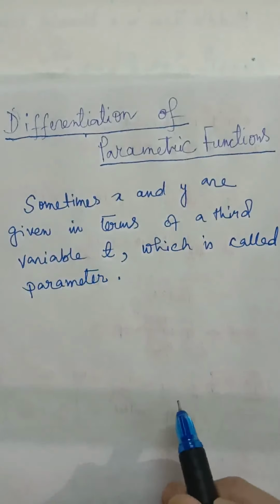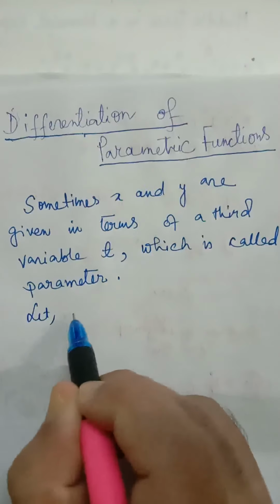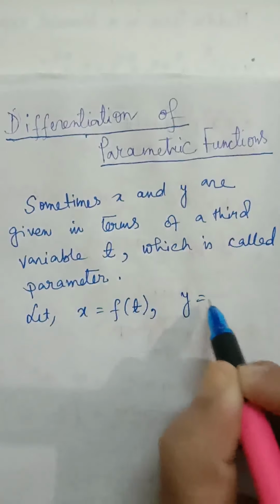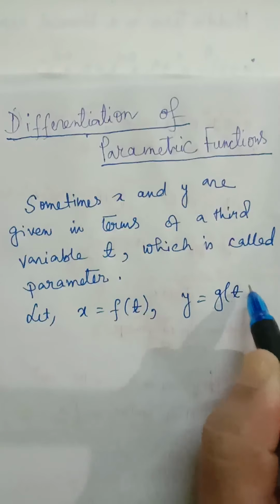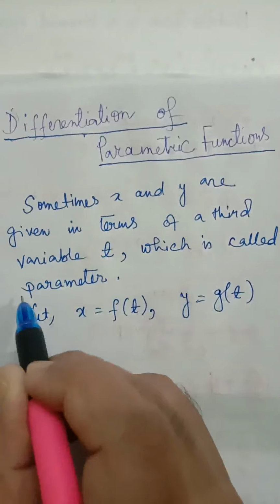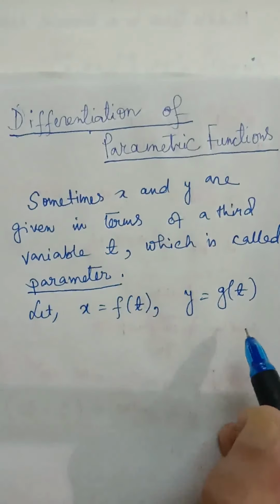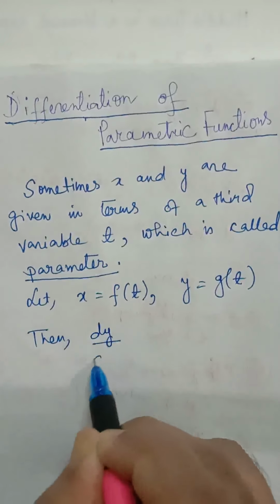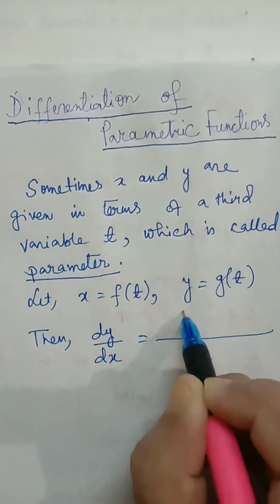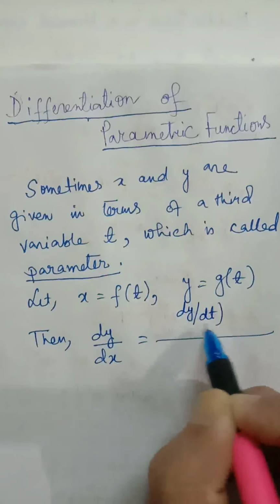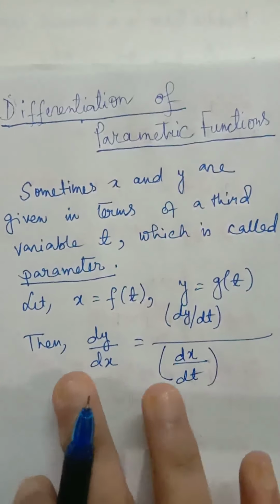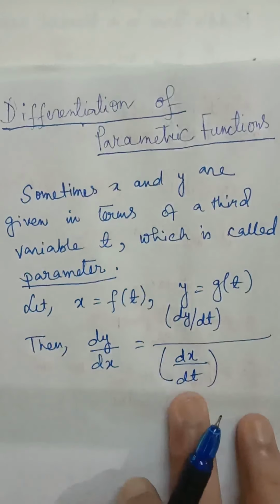Suppose x equal to function of t. X is given in terms of t. Y is given in terms of t. Here t is the third variable, which is called parameter. Then the formula for dy by dx in that case will be dy by dt divided by dx by dt. So we'll use this formula to find dy by dx in case of parametric functions.